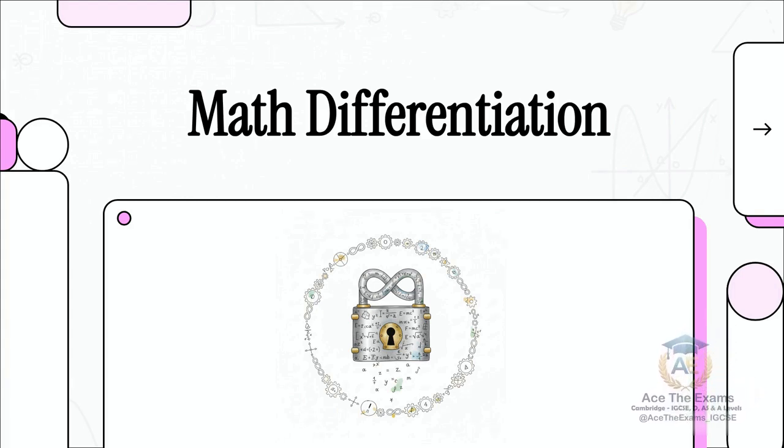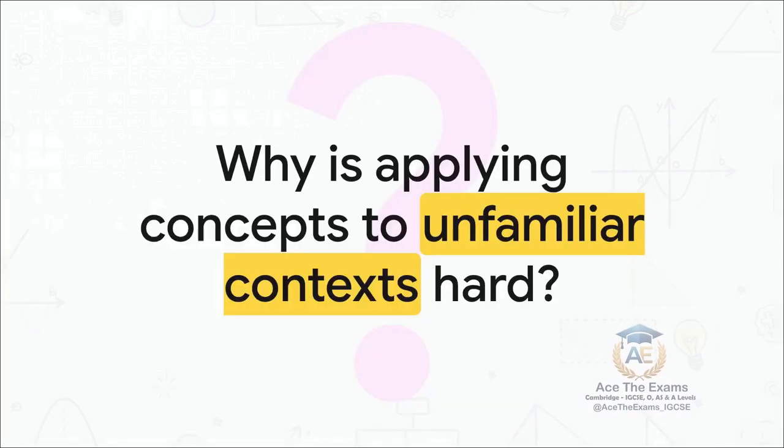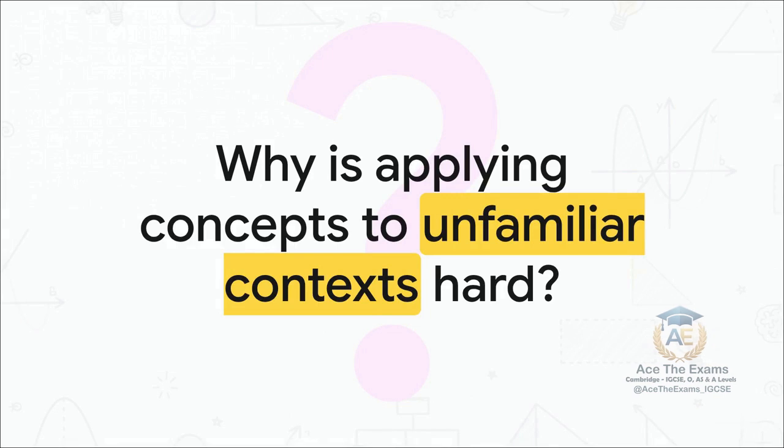We are going to find the back door into every single question today. It's about working smarter, not harder, and completely avoiding those painful mistakes that trip up students exactly like Alex and Sam year after year. So I want to pose this really critical question right directly to you. Why do students find applying concepts to unfamiliar contexts so incredibly hard?